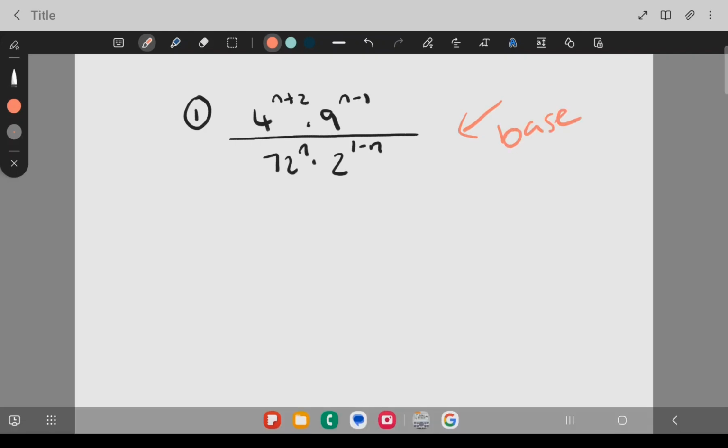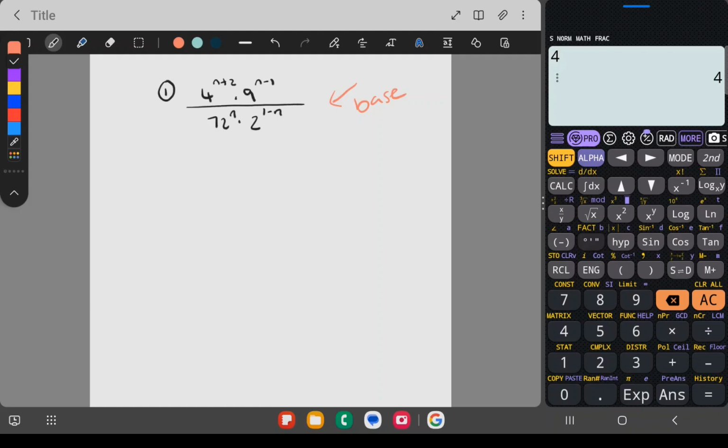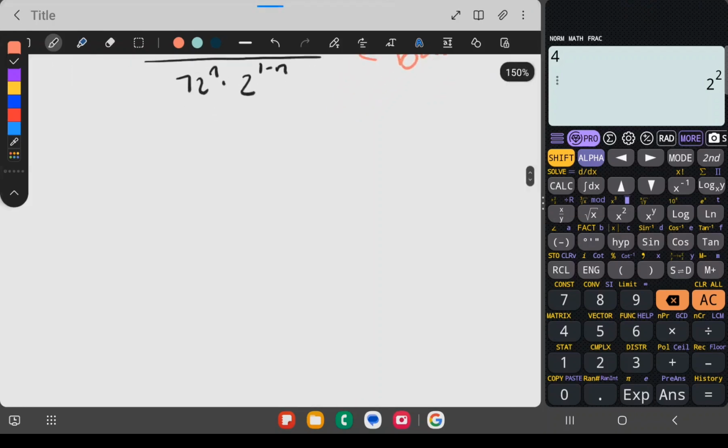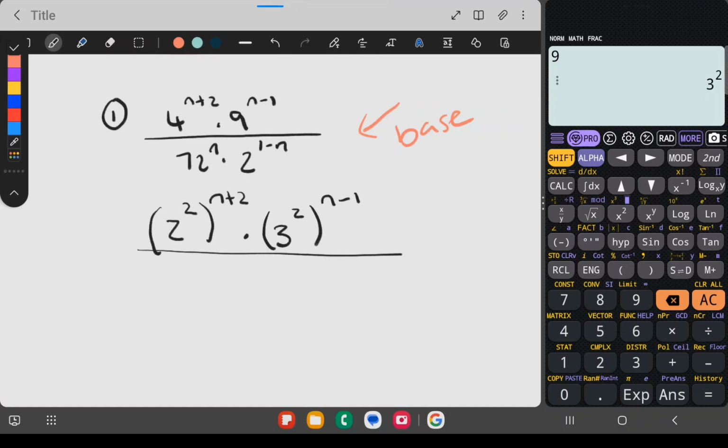Step number 1 is to change your base numbers. To change your base numbers, grade 11, we are going to use the calculators. I'm going to press 4, equals, shift, and then fact. Can you see it makes 4 into 2 to the 2? 4 will become 2 to the 2, so everything here still stays the same, N plus 2. 9 equals shift, fact, is 3 to the 2, and the power will stay the same.